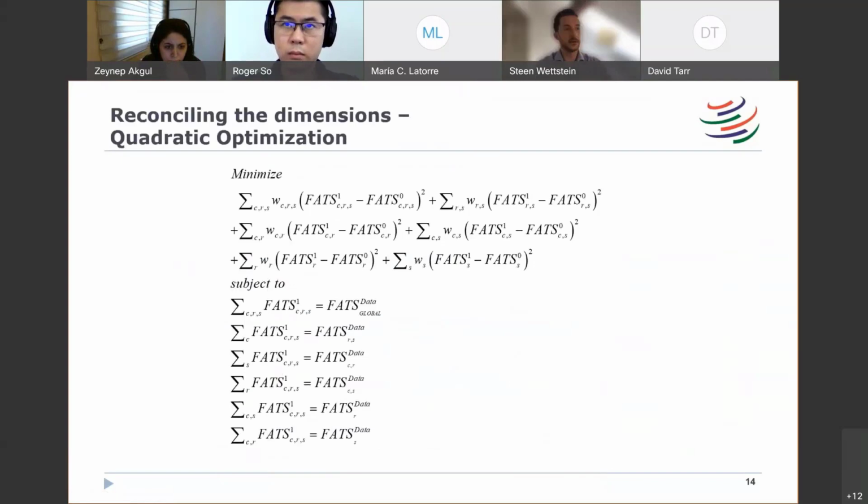In the end, it's still work in progress. So as I mentioned before, we have a very similar methodology, but we're not as advanced as Roger's team on this, and we are still working on this quadratic optimization, but the principle remains the same.